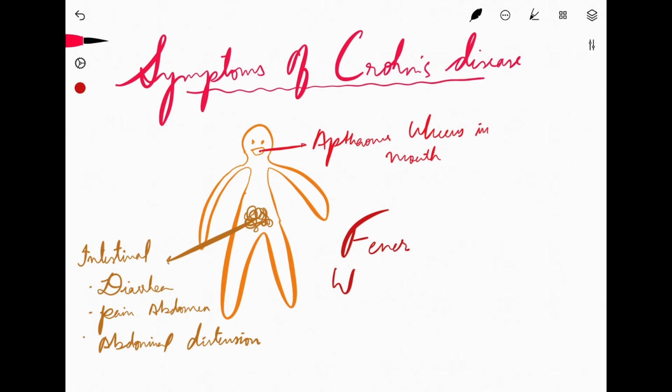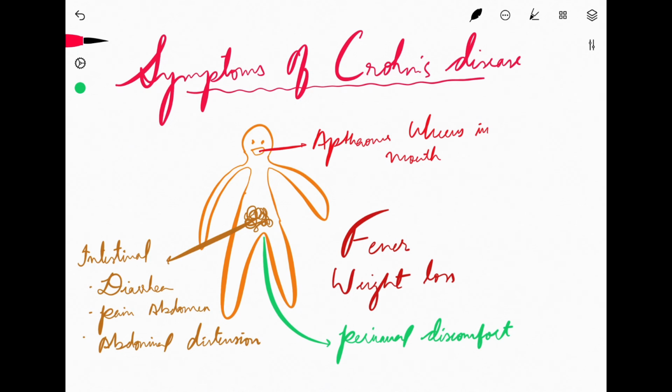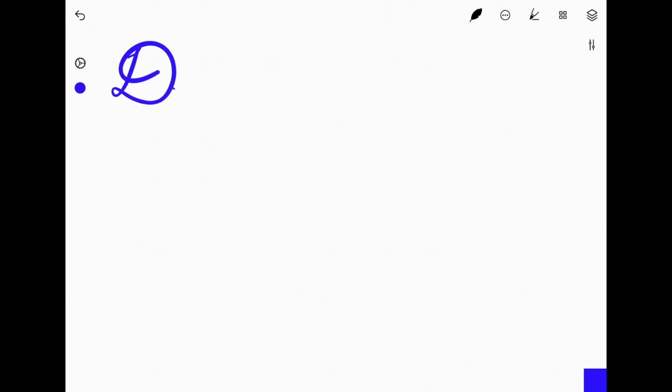Complications outside the GIT include anemia, skin rashes, arthritis, inflammation of the eyes, and fatigue. Perianal discomfort due to anal fissures may be prominent in Crohn's disease. Inflammation and persistent diarrhea are the main culprits for the causation of anal fissures. The two most common skin problems affecting Crohn's and colitis patients are erythema nodosum and pyoderma gangrenosum.